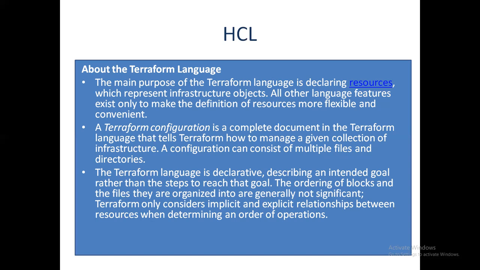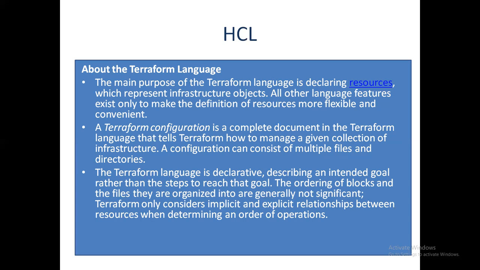So Terraform is declarative, describing an intended goal rather than step by step on how to reach it. The ordering of blocks and the files they are organized into is generally not significant. What does that mean? You can declare your VPC in the first line, and come to the last line and declare your subnet. We all know that if you are declaring a VPC, the subnet should go close to it, right? The internet gateway should go close to it, but they don't care. As far as they are all in blocks, each block is complete. Each block is independent. So for the case that it did not see any block, it will use the default block in your resources to create it. But there are sometimes that you have to just declare it.